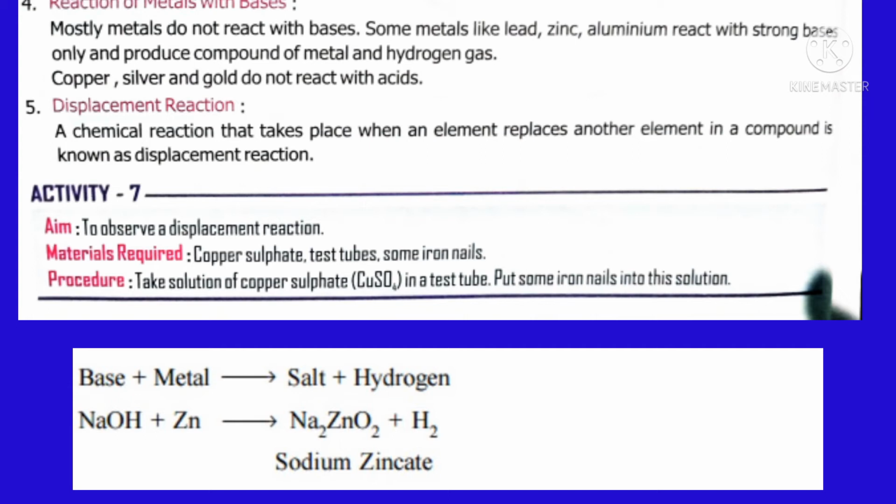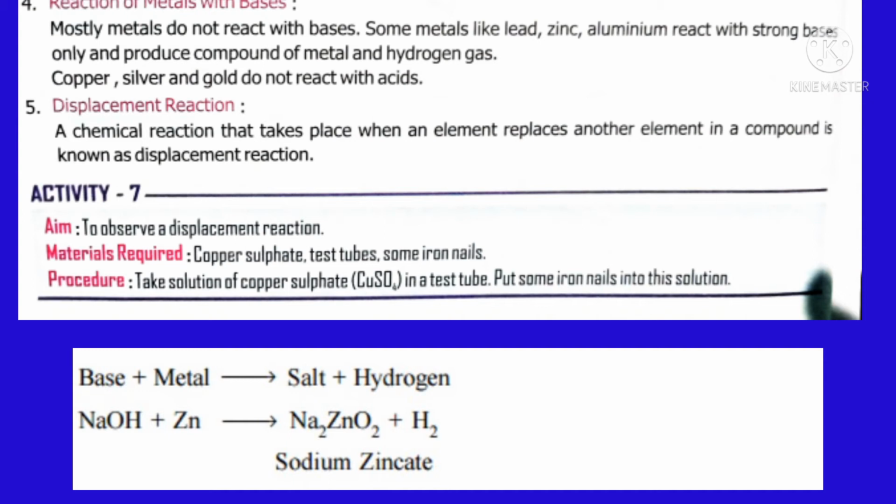KOH and NaOH bases are called strong bases. These metals react with the base to form salt and hydrogen. For example, zinc metal reacts with the base NaOH, sodium hydroxide, to form sodium zincate salt plus hydrogen gas. Only a few metals like zinc, lead, aluminium react with only a few bases like sodium hydroxide and potassium hydroxide, KOH.